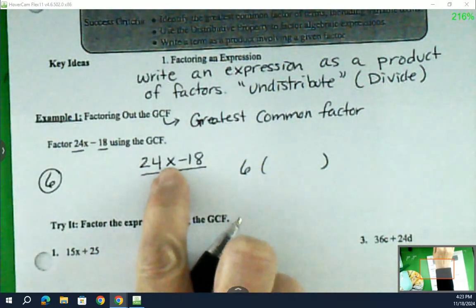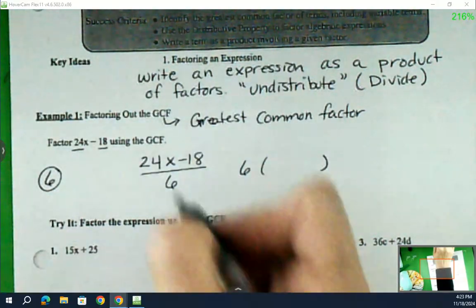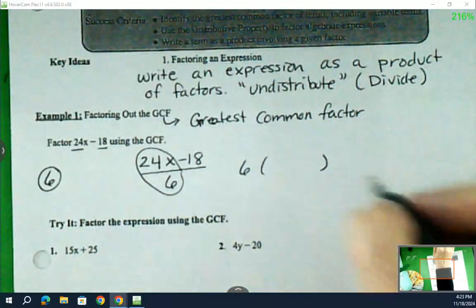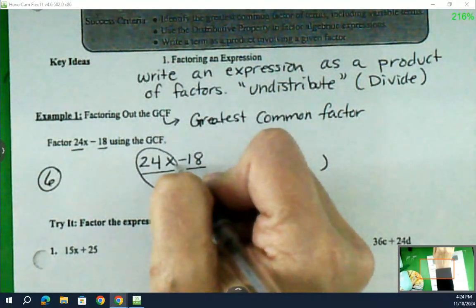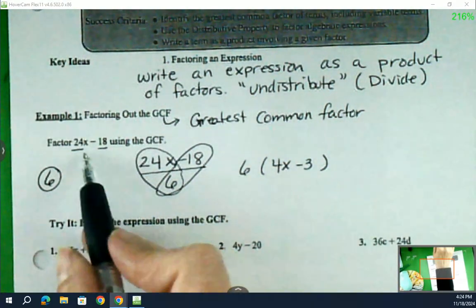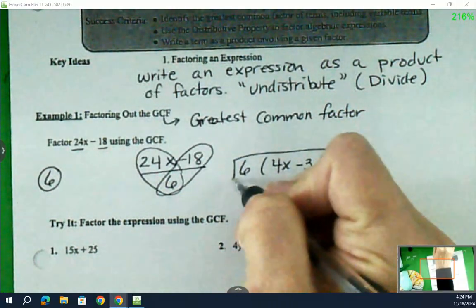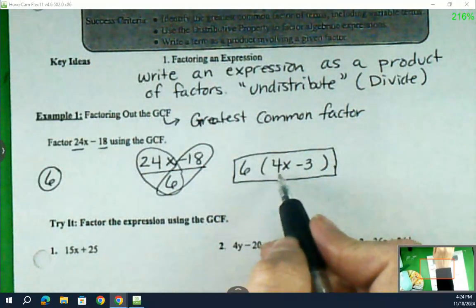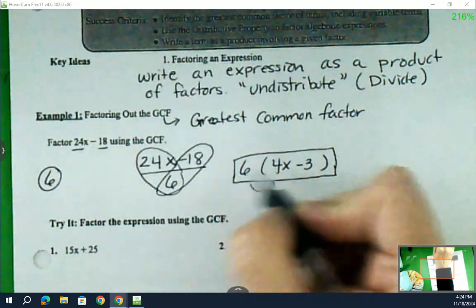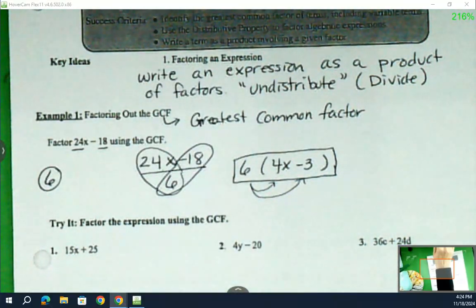We're going to rewrite this simplified expression to a product here of 6 and the terms. So that's when we're dividing. So we've got the 24x divided by 6. And when we do that, we get 4x. And then negative 18 divided by 6 is negative 3. So to factor this by the GCF, our answer is 6 times the quantity 4x minus 3. We can always double check that and make sure it works too, because 6 times 4x is 24x, and 6 times negative 3 is negative 18.